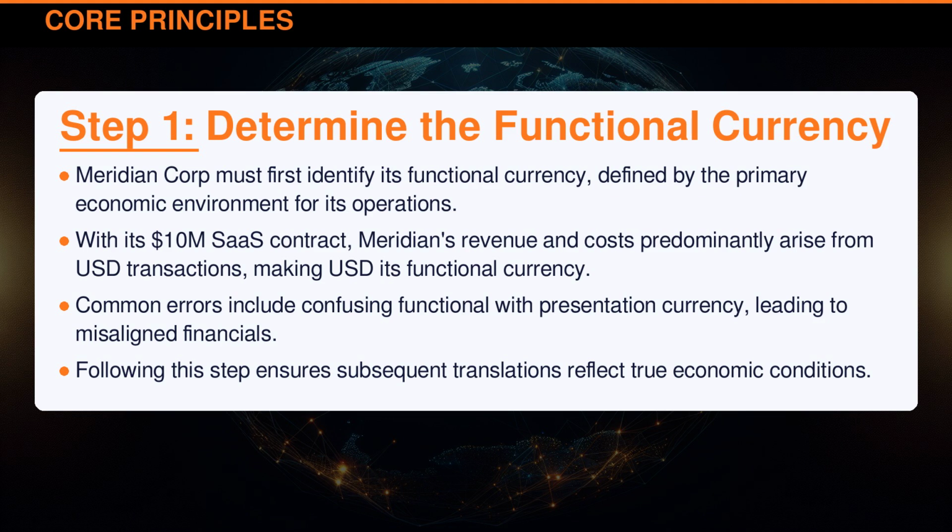Meridian Corporation must first identify its functional currency, defined by the primary economic environment for its operations. With its $10 million SaaS contract, Meridian's revenue and costs predominantly arise from USD transactions, making USD its functional currency. Common errors include confusing functional with presentation currency, leading to misaligned financials. Following this step ensures subsequent translations reflect true economic conditions.